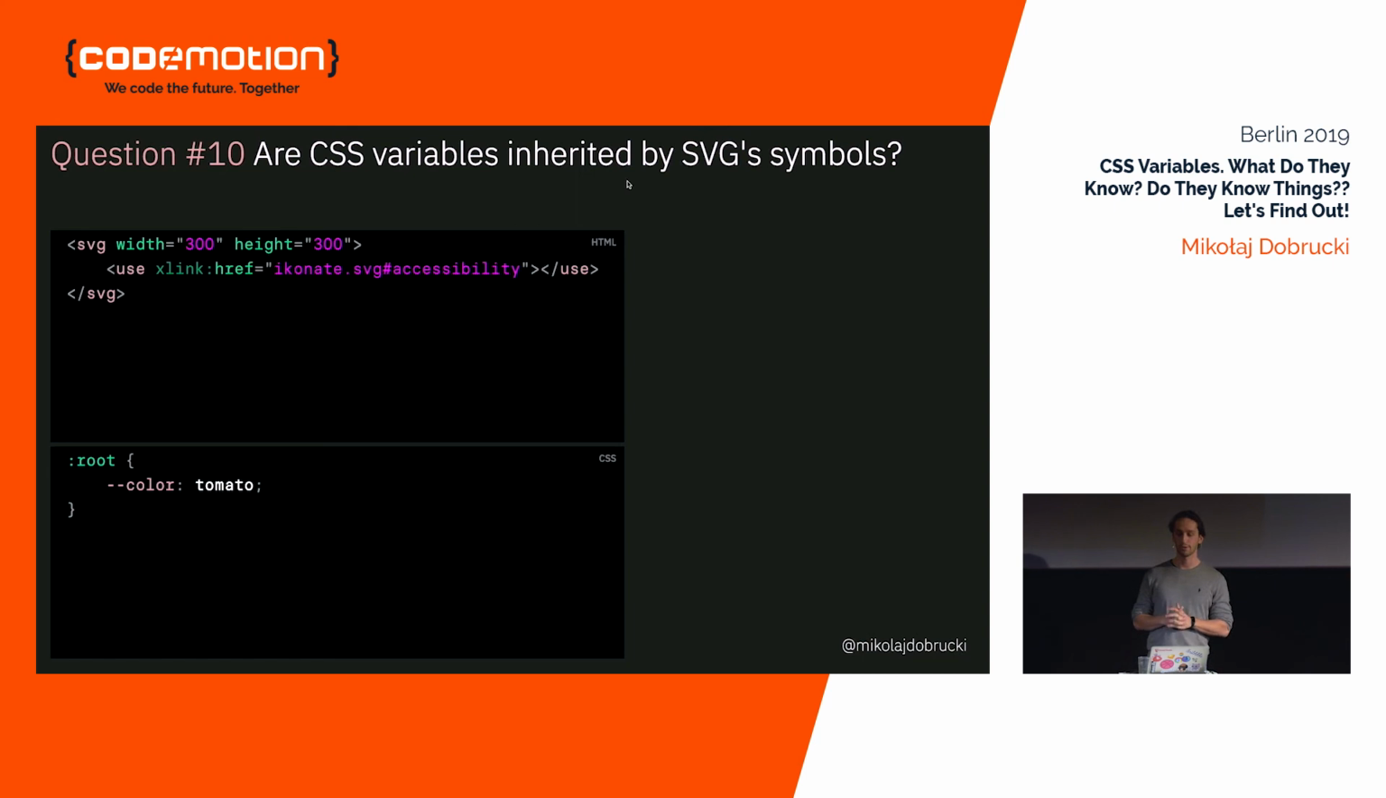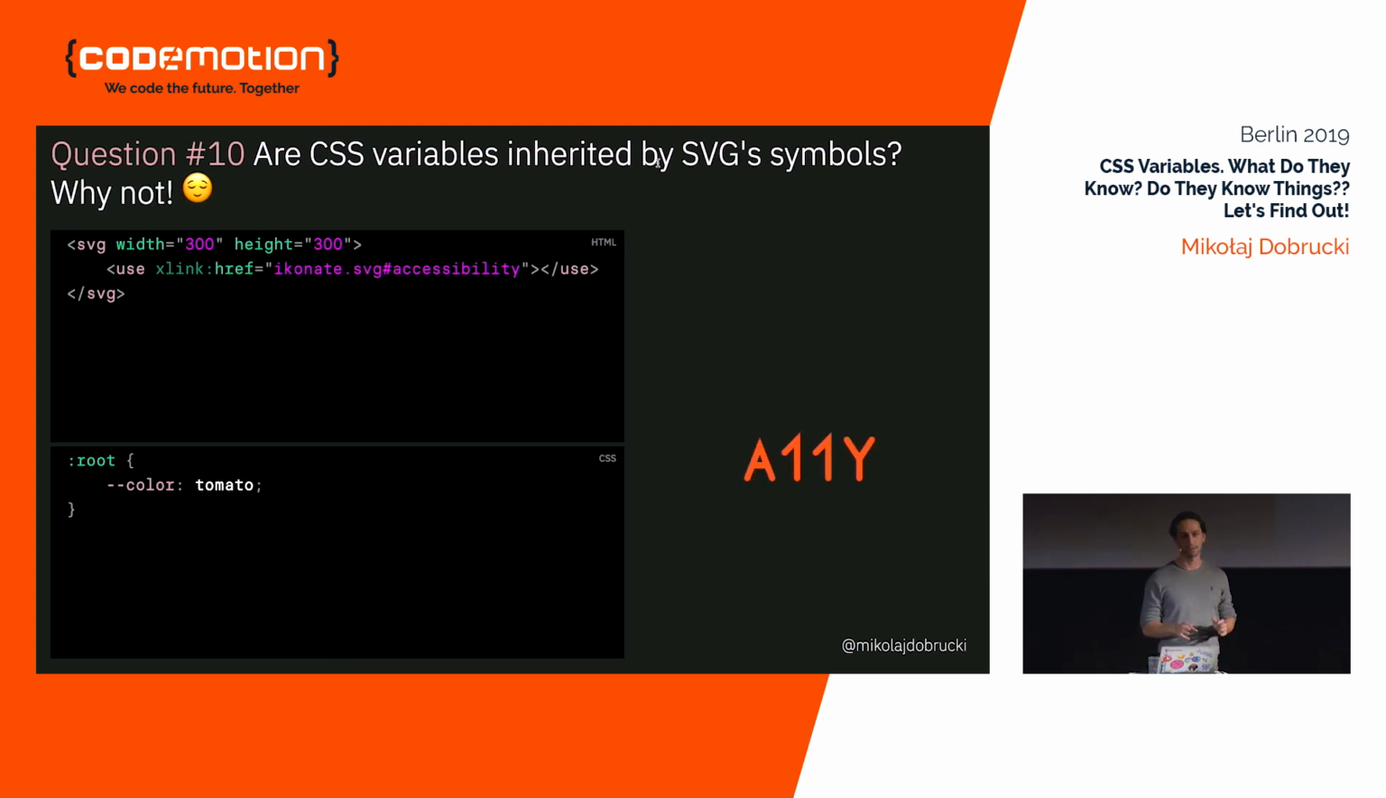OK, and the last example. So what do you think about using CSS variables to style the use element in SVG? As long as everybody's familiar with this concept of SVG symbols. So we have a reference to a separate external file, and we try to style this external file with CSS custom properties. And yes, that's all possible.